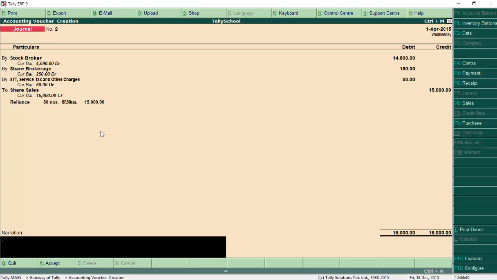Now, one thing I want to emphasize here is, if you have paid attention to the share purchase entry which I have passed in this video, then you can clearly see that the share sales entry is the exact opposite of the share purchase entry. This is the exact opposite entry, except for share brokerage and STT, service tax and other charges, which is always debit. In that entry we have credited stockbroker. In this entry we are debiting stockbroker. In that entry we have debited share purchase account. In this entry we are crediting share sales. So this is the opposite.